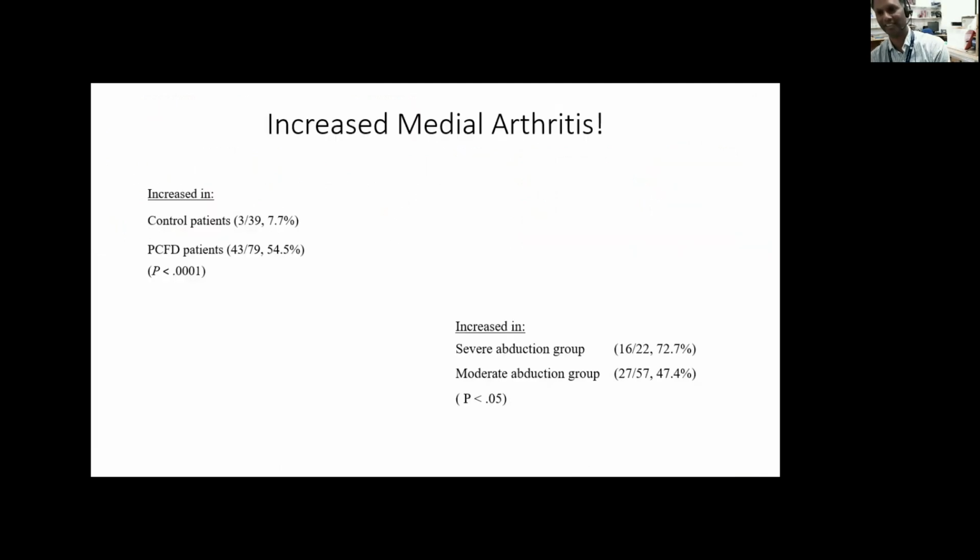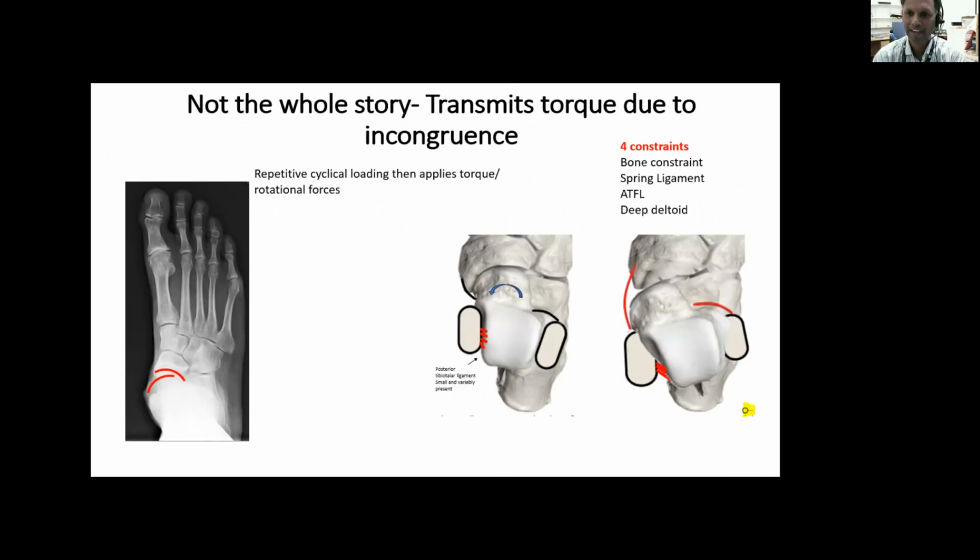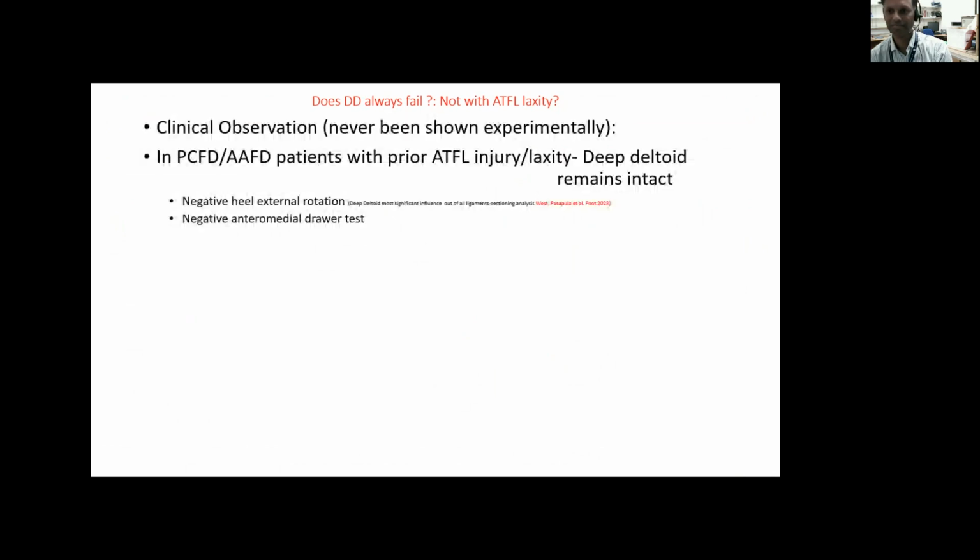And in all their patients, they found an increase in medial arthritis, and there's that pressure on deep deltoid because it's failing in shear. But I don't believe it's the whole story. When you go back to Kim's paper, and we realize that with cyclical loading you're applying internal rotation torque, and you lose two of those constraints, does deep deltoid always fail? And the answer is no. What we found was that with ATFL laxity, deep deltoid doesn't fail. So when you clinically test for deep deltoid failure, with a heel external rotation test and an anteromedial drawer test, they're quite solid on that medial side, and they have significant anterolateral instability.